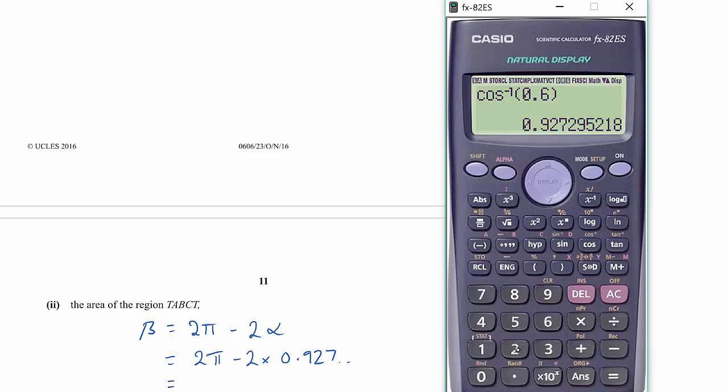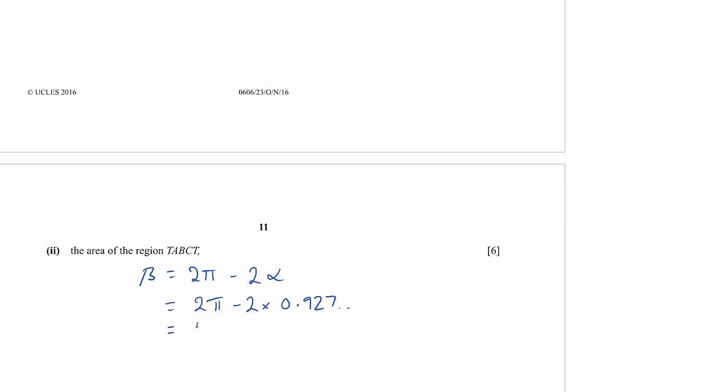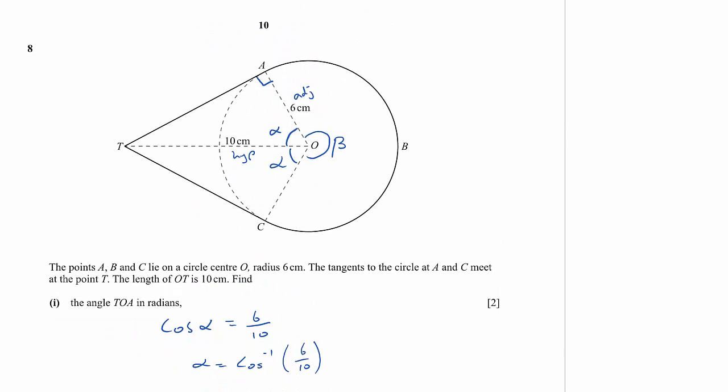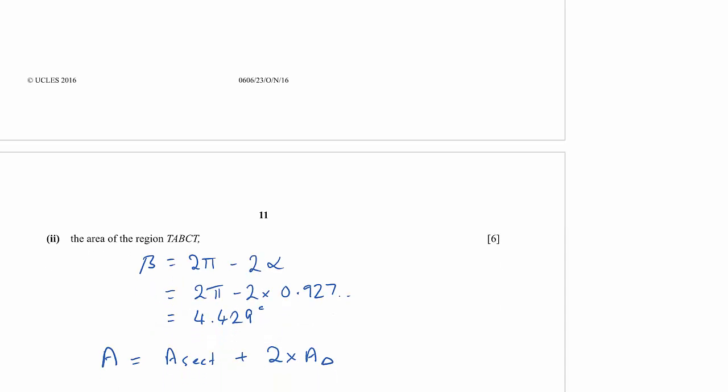So 2 times pi, take away 2 times the last answer, gives me 4.429 radians. And so the area I want is the area of the sector plus twice the area of the triangle OAT. Sorry, it's supposed to be in the subscript.